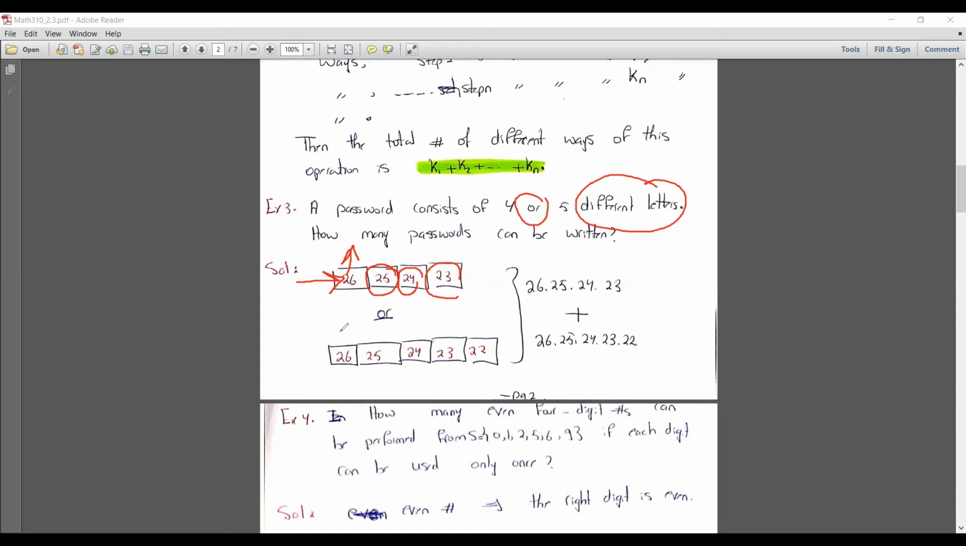What if we have it from 5 different letters? Again, we're gonna start 26, 25, 24, 23, 22. Then we have OR, so it will be the number of options of the first plus the number of options in the second.